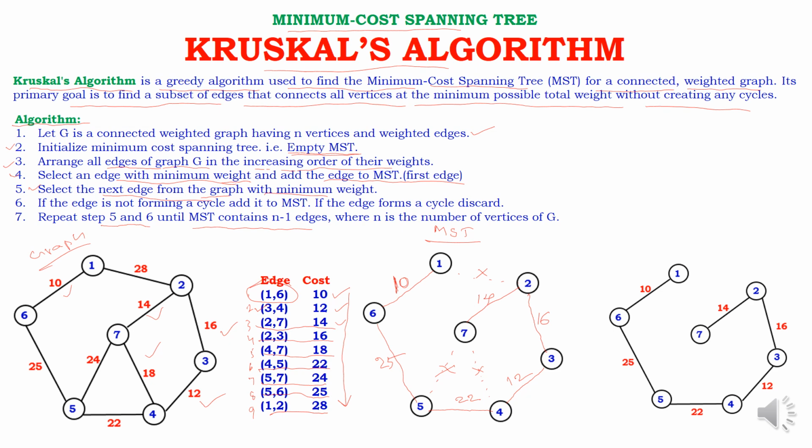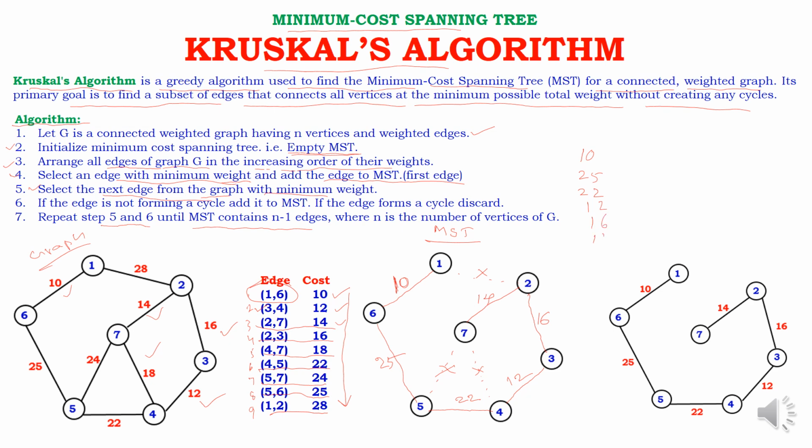Now see, 1 6, 6 5, 5 4, 4 3, 3 2, 2 7 form a spanning tree. As we have added only the smallest edges, it is said to be a minimum cost spanning tree. The total weights are 1 6 is 10, then 6 5 is 25, then 5 4 is 22, 3 4 is 12, 3 2 is 16, 2 7 is 14.